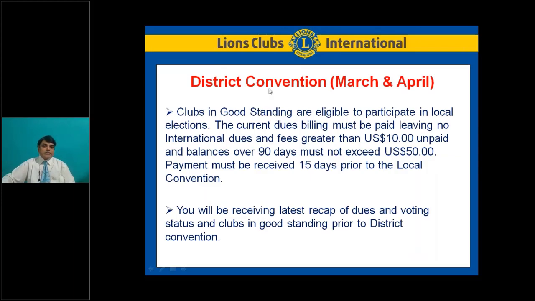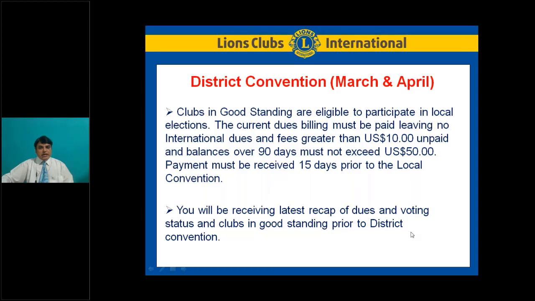There is one more main thing when it comes to district convention. When the district conducts its convention in March and April, sometimes clubs do not check district and international dues against the exchange rate. Sometimes it will exceed more than $10, and they are not able to get voting rights. So the balance should not exceed the limit, and prior to 15 days before the convention, they need to pay to get voting eligibility.